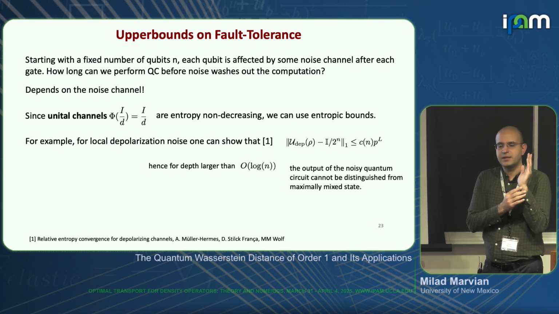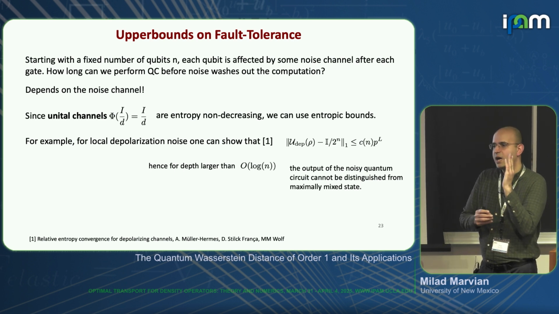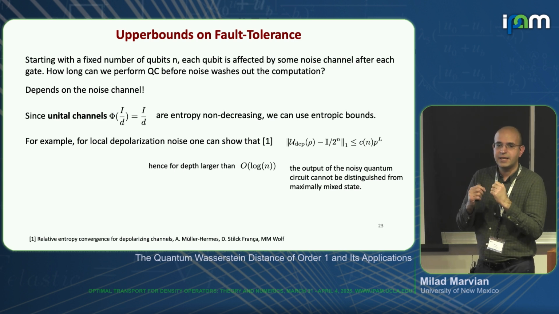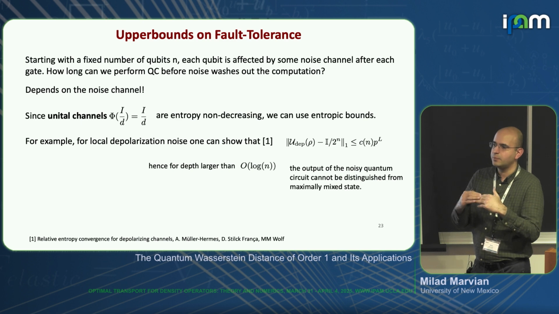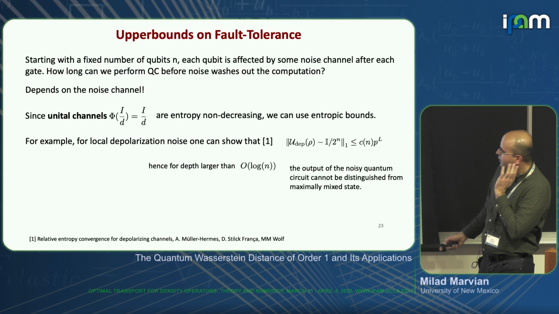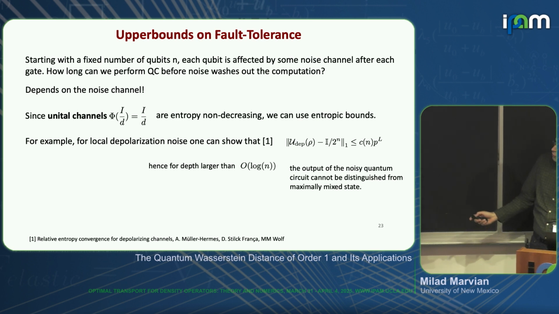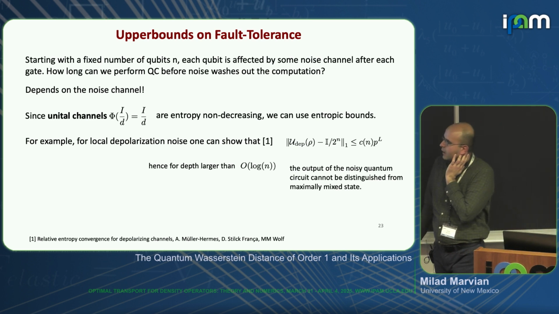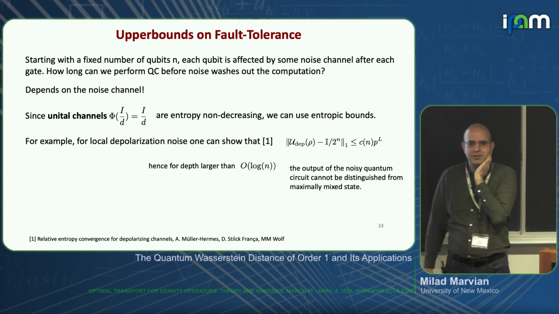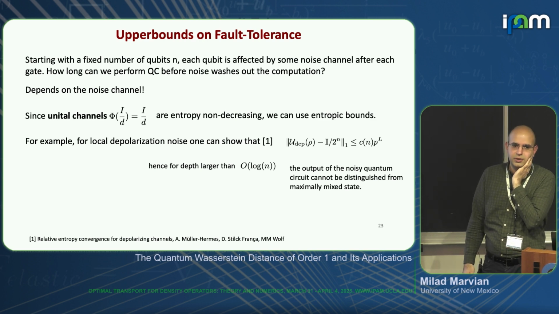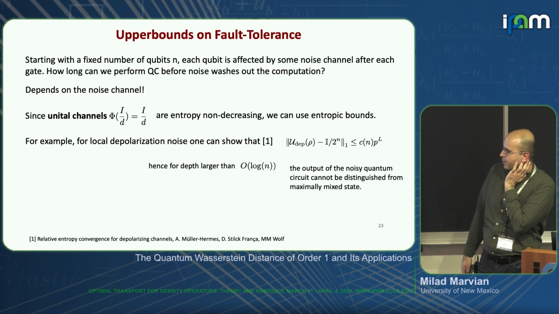So the model is that I start from some number of qubits, I have noise, and I can't add ancilla or anything like that in the middle of the computation. I just start from some number of qubits and everything goes on. And you can show that for a specific type of noise, basically the output of the circuit becomes independent of the input. That's one way of thinking about it, and therefore you can't do any useful computation beyond log n depth.